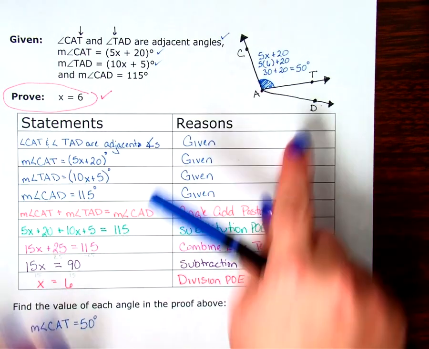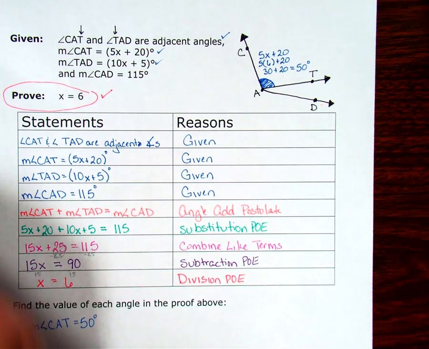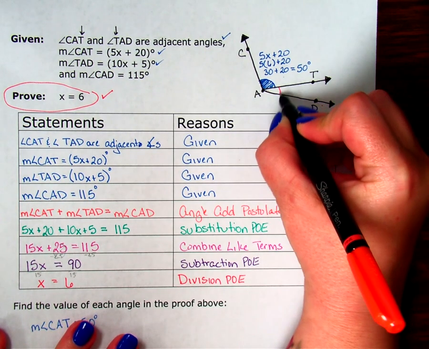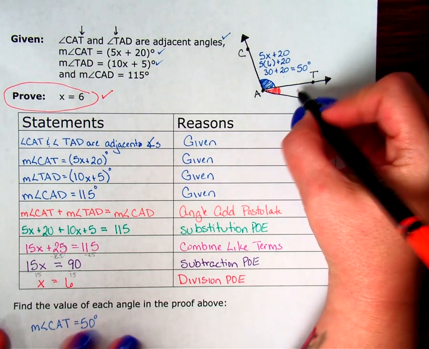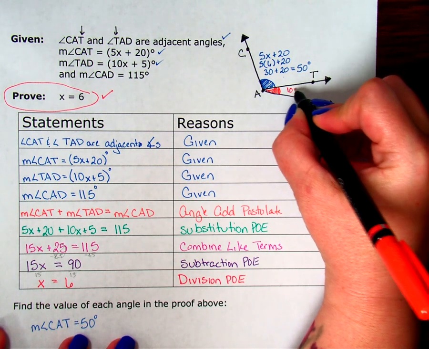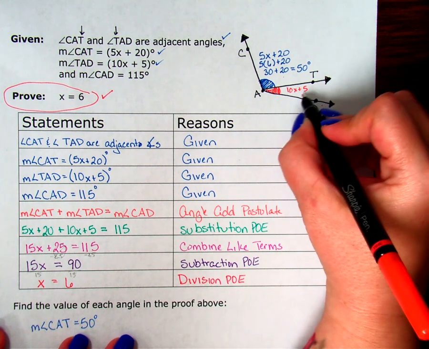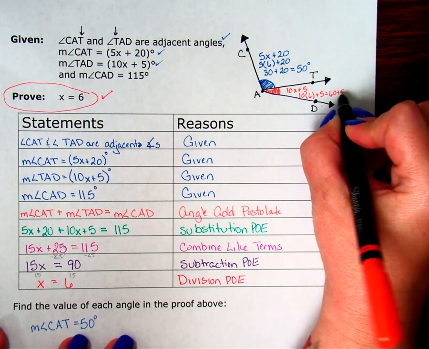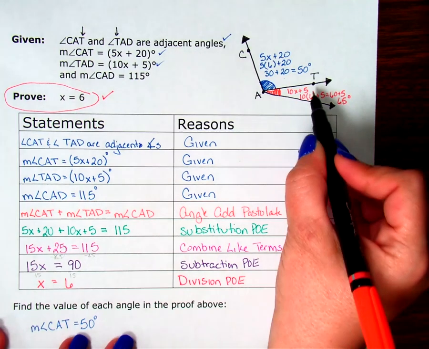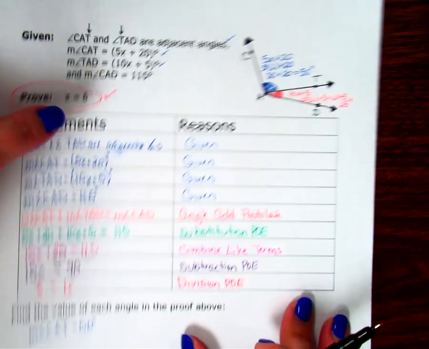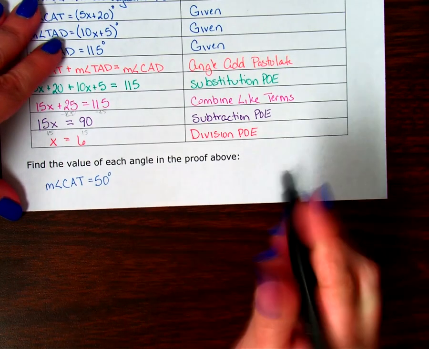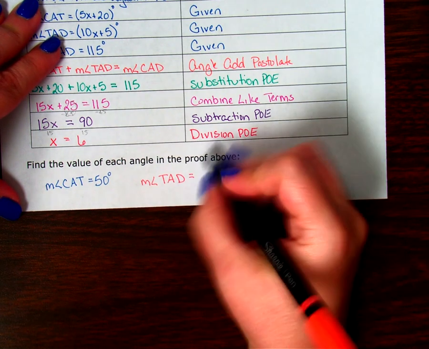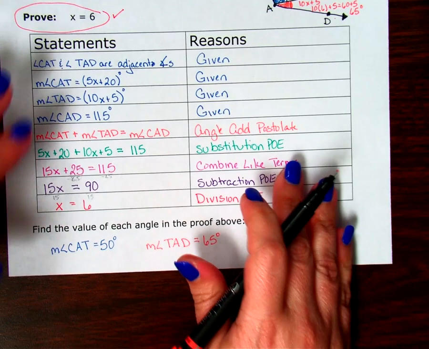Okay, then let's do the next one, TAD. The measure of angle TAD is 10x plus 5. So TAD, that's this angle here that I'm coloring in orange, is 10x plus 5. And we know that x is now 6. We proved it. 10 times 6 plus 5, which is 60 plus 5, which is 65 degrees. So the measure of angle TAD is 65 degrees. The measure of angle TAD equals 65 degrees. And then remember, there's 3 angles there.